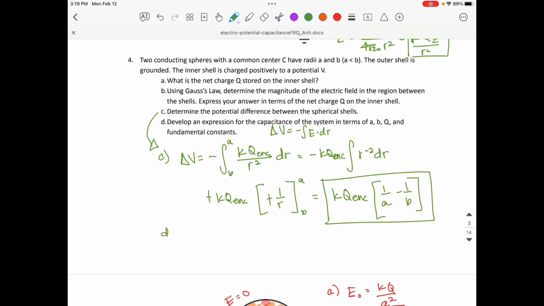For part D, it says develop an expression for the capacitance of the system in terms of A, B, Q, and fundamental constant. So this is just Q over change in voltage. And if we plug in our change in voltage into the denominator, it would be Q enclosed over K, Q enclosed times 1 over A minus 1 over B. And then our Q enclosed ends up canceling, and I get 1 over K times 1 over A minus 1 over B.